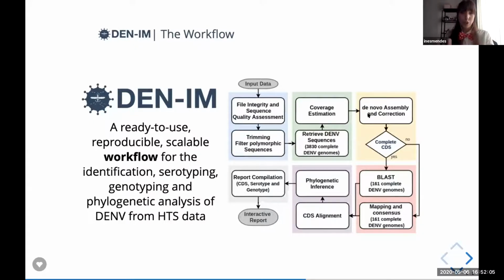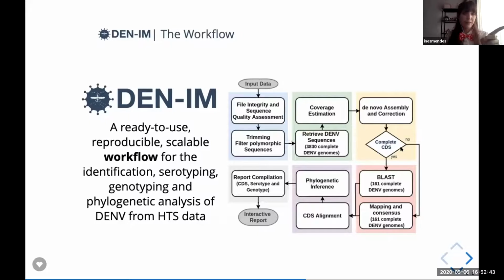Then we have a two-step assembly and correction step. So we first try a metagenomic assembler, MEGAHIT, very familiar. Oh no, lies. We first start with a traditional assembler. So we start with SPAdes. If SPAdes cannot, because it's so stringent, if SPAdes cannot give us a complete CDS, so a complete coding sequence, we will move on to MEGAHIT, so a metagenomic assembler, which is a little bit more forgiving, if I can say that. Sometimes if we have a complete CDS, that's awesome. We just need to BLAST it against our own curated database to assign a serotype and a genotype.